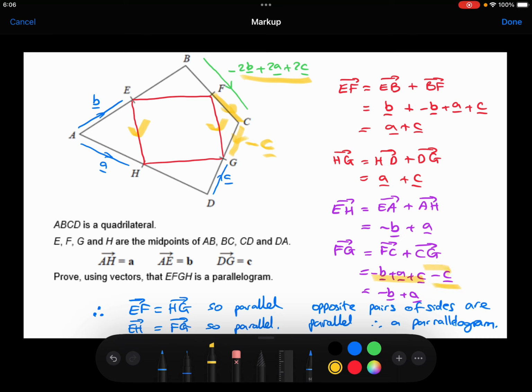And then collecting the like terms together, the two C's cancel out, and I get minus B plus A, which was the same thing as the E to H. So we've worked out that these two vectors are again equal in size and parallel in direction.